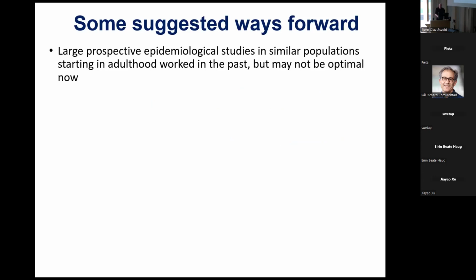And what can be done? Large prospective epidemiological studies in similar populations starting in adulthood worked for lung cancer and coronary heart disease and type 2 diabetes, but maybe it's not optimal for the risks that have not been uncovered in the last 40 years. Maybe more of the same on its own isn't going to deliver.